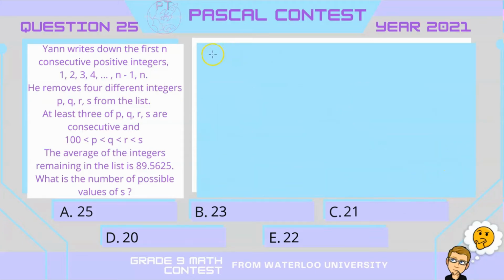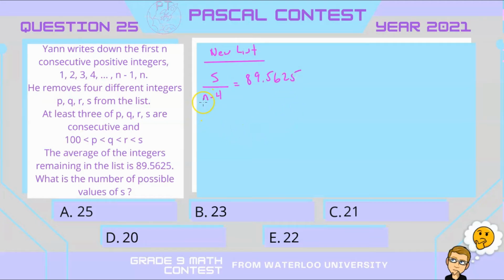Let's continue. All right, so in our new list, after 4 integers have been removed, we have the sum divided by the total number of integers is equal to our average, which is 89.5625.